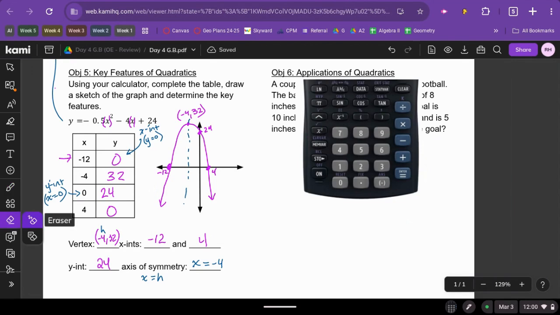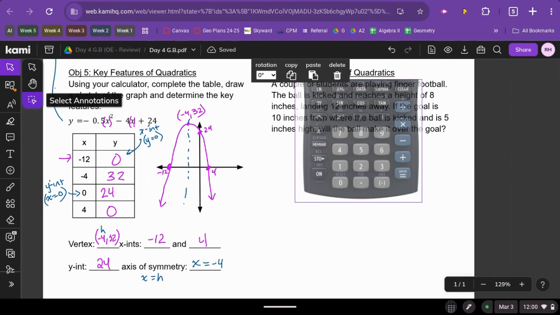So now that we've done the key features of quadratics, let's look at the applications of quadratics.